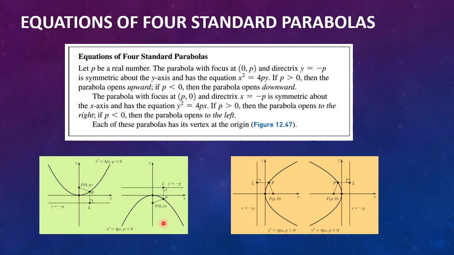The parabola with focus at (p, 0) and the directrix x equals negative p, you can see that point here. The directrix is a vertical line now, is symmetric about the x-axis and has the equation y squared equals 4px. These are the graphs you see in the orange. If p is greater than 0, then the parabola opens to the right, and if p is less than 0, then the parabola opens to the left. Each of these parabolas has a vertex at the origin.